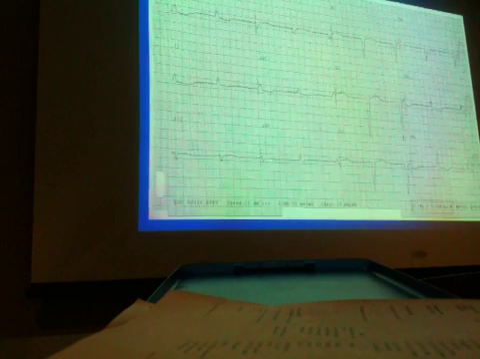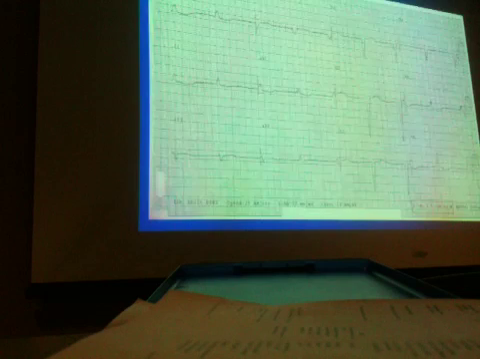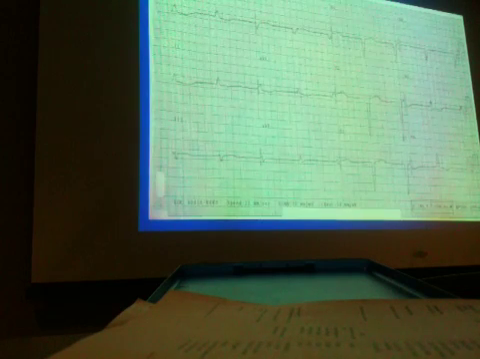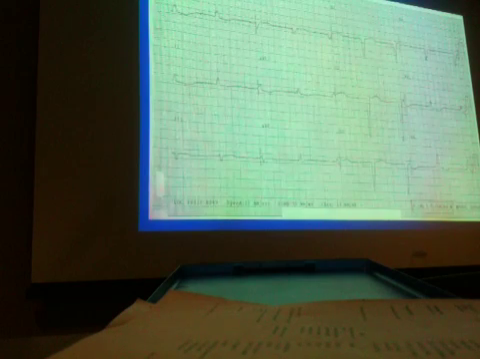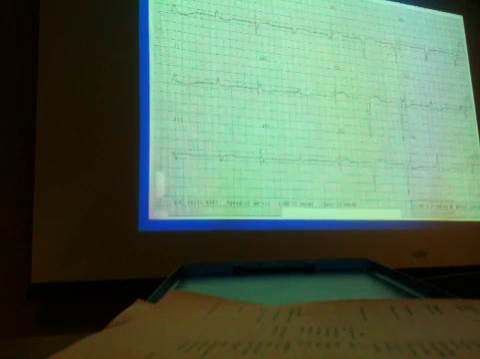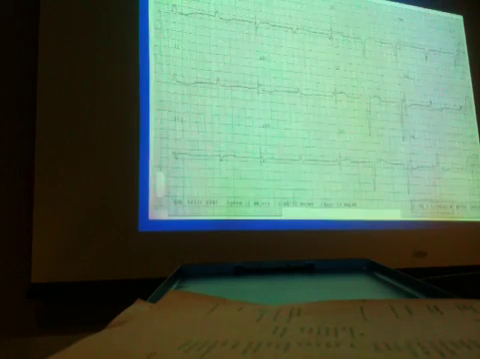That's a first degree AV block. So when they're that long, you want to be careful having the patient on rate-slowing medications because that could make it worse. So there's P waves, but it wasn't really expected to be, right?